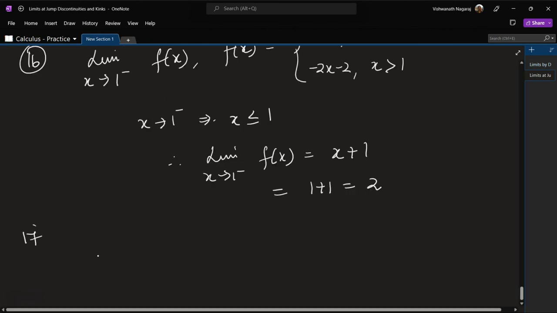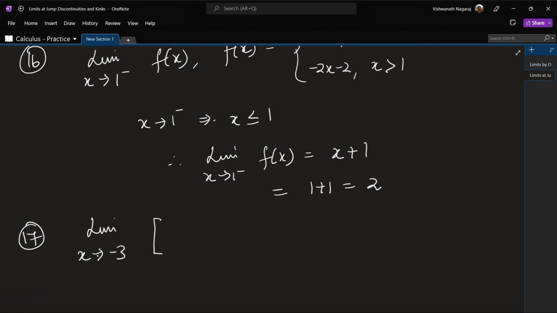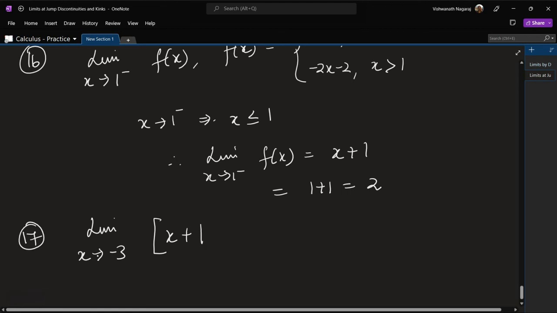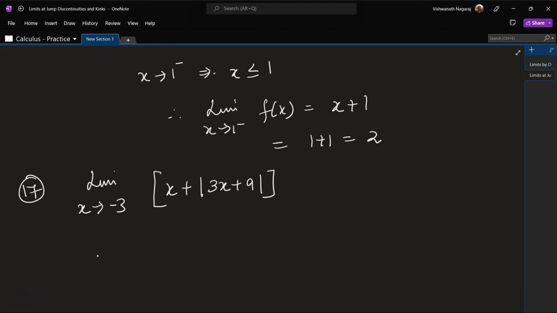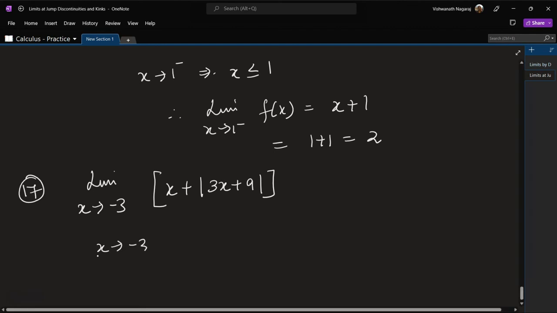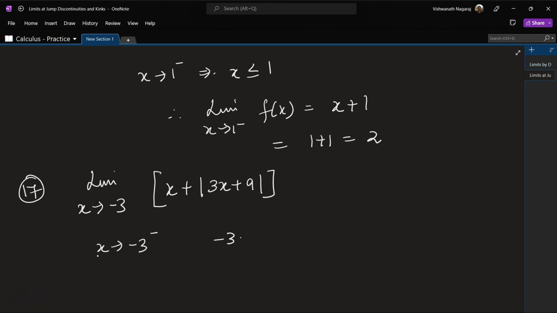Okay, 17th one. Limit as x approaches minus 3 of x plus absolute value of 3x plus 9. Again, no direction is given, which means we have to look at both the sides. So as x approaches minus 3 from the negative side, let's take a value. For simplicity's sake, for simple calculations, let's take it as minus 3.01.